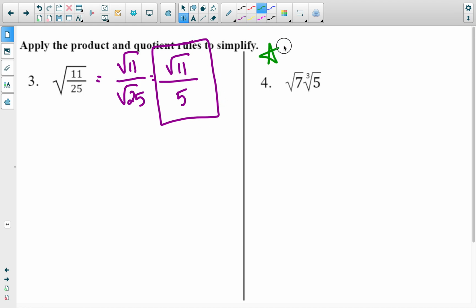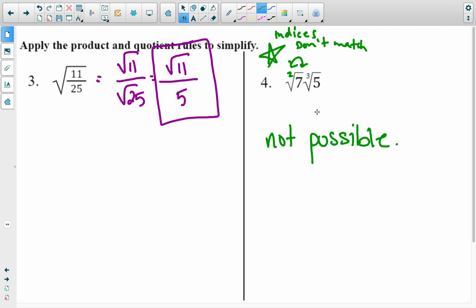Okay, put a star by number 4. This one's important. You see how this is the square root of 7, and this is the 3rd root of 5? Write this down, okay? These don't match. The indices, or indexes, indices is proper grammar, okay? They don't match. So this is not possible. We can only take the numbers and put them under the same radical if we have the same index there.